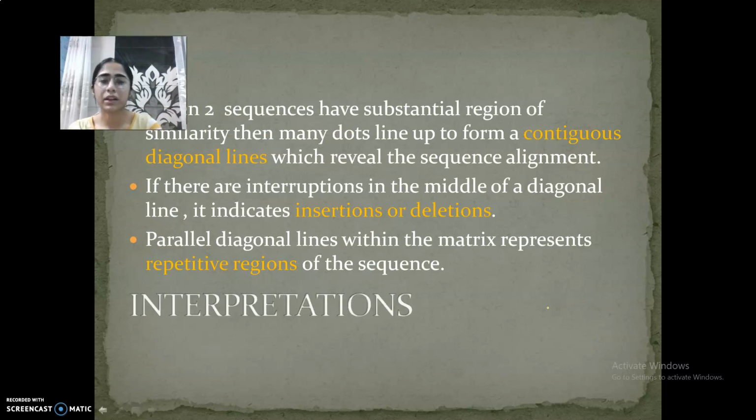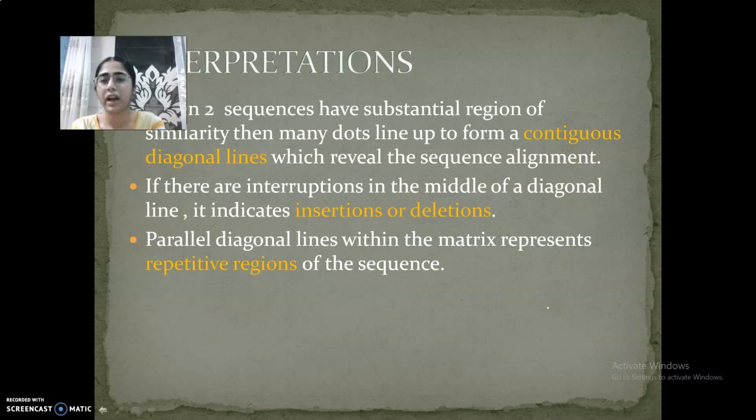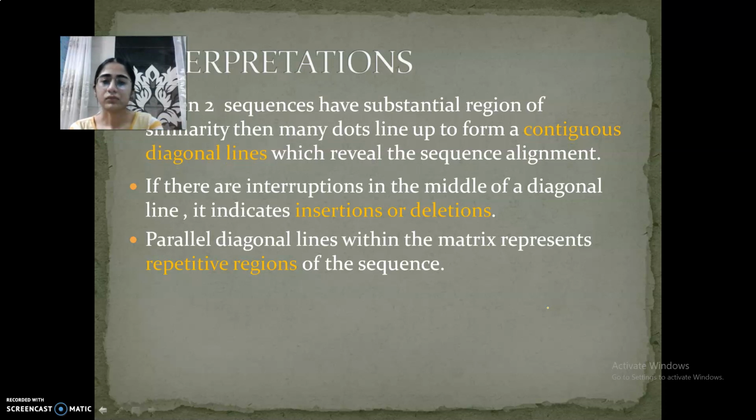So there are many interpretations we can get from the graph. When two sequences have a substantial region of similarity, many dots line up to form contiguous diagonal lines which reveal the sequence alignment. This is the main important interpretation we get from the graph of a dot plot matrix. So if there is a diagonal in the graph, this indicates that the two sequences representing the x and y axis are similar.